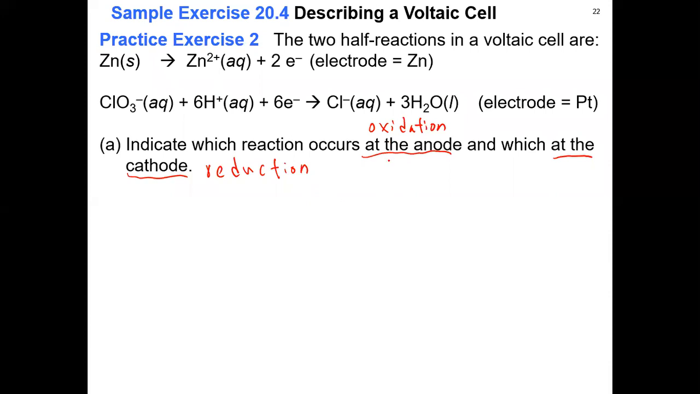Okay, so once we know our convention or definition, what do we mean by anode? What do we mean by cathode? The definition is that at the anode, you will have oxidation. At the cathode, you have reduction.